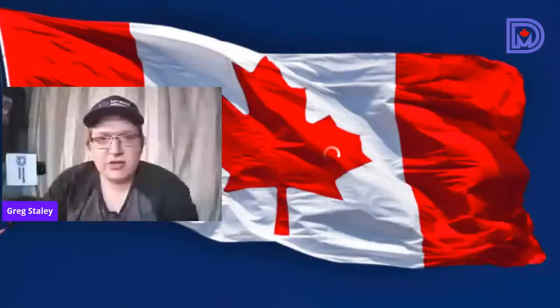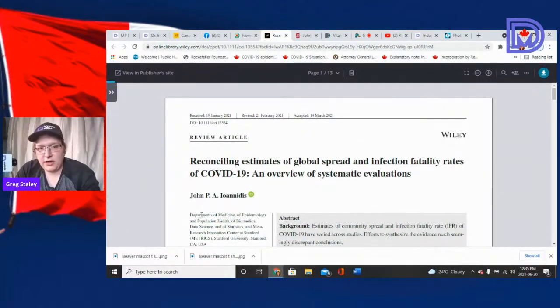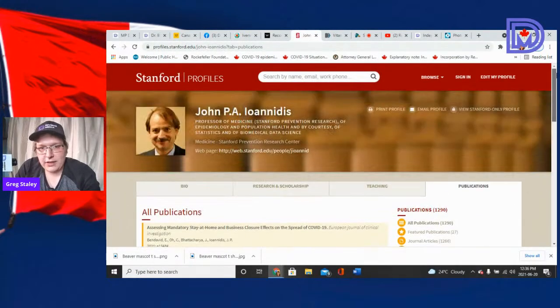Now moving into the information. Okay, I'm going to give a little background on the author here, just so we don't dismiss the information. This came out in January of 2021, was revised in February of 2021, and it was accepted 14th of March in 2021. Reconciling estimates of global spread and infection fatality rates of COVID-19, an overview of systematic evaluations by John P.A. Ioannidis. I can't pronounce that quite right, but moving on to his profile here.